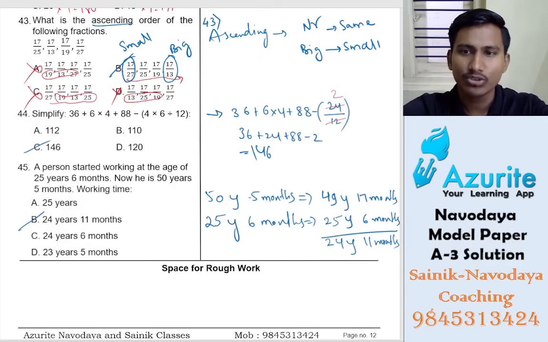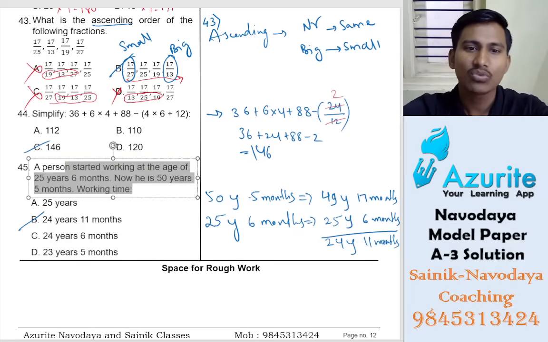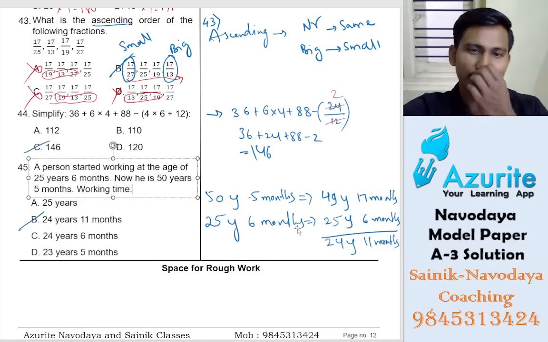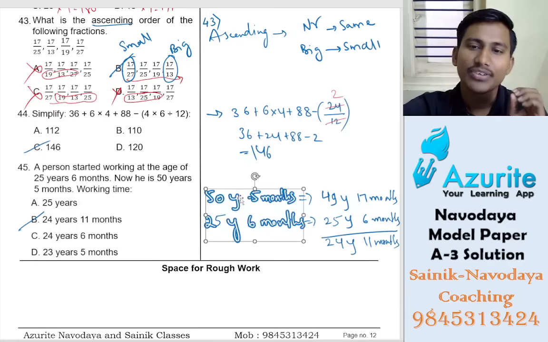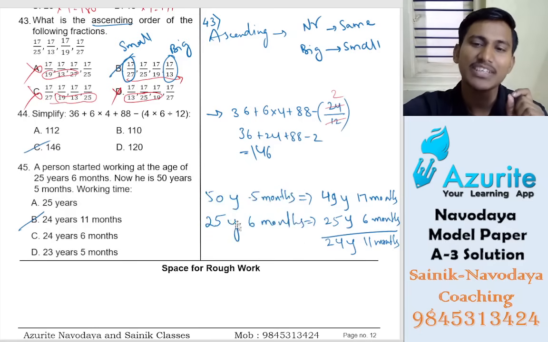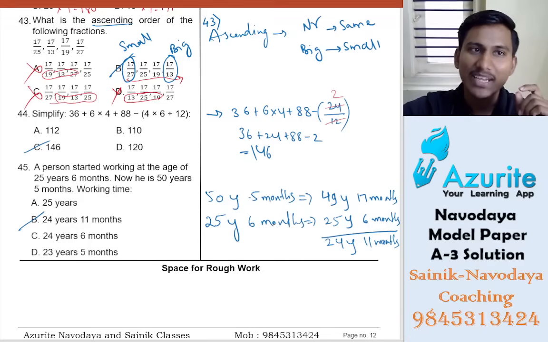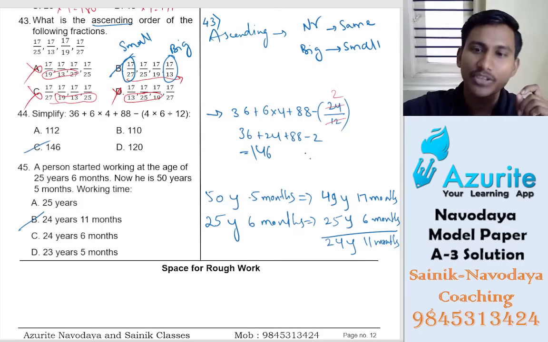So see here, next question 45. What is the 45 question? A person started working at the age of 25 years 6 months. Now he is 50 years 5 months. How much is the working time? Right? So here we have 50 years 5 months, from which we have to minus 25 years and 6 months. So to minus it, what do we have to do?